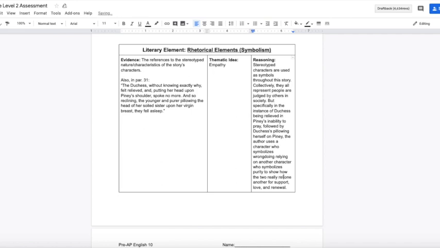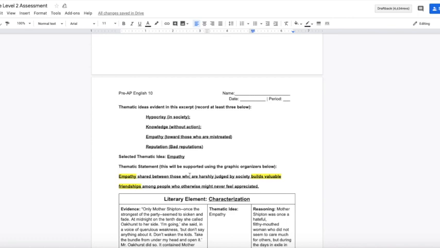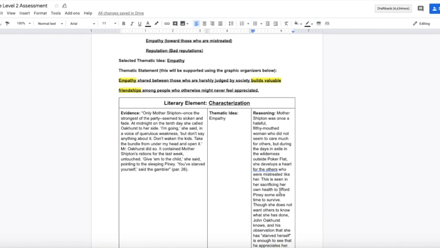rely on one another for support, love, and renewal. So that interreliance, that friendship, that association, that empathy from one to the other, they really have built a valuable, strong friendship and feel appreciated as a result.